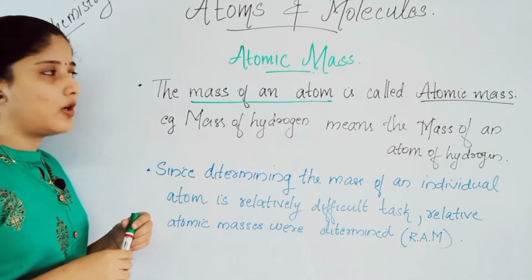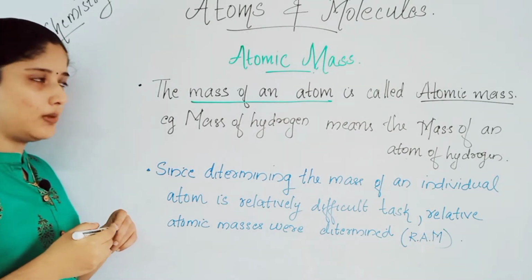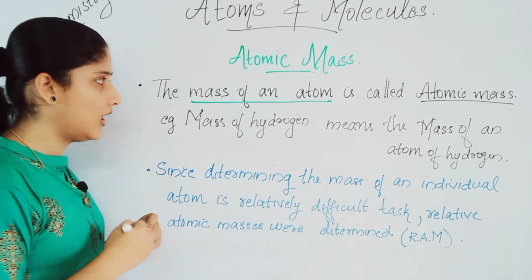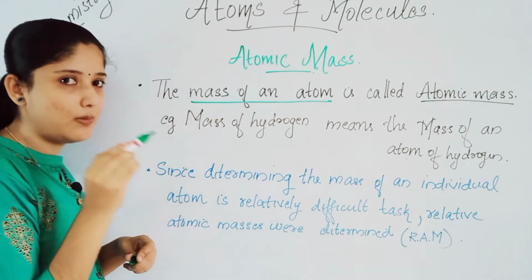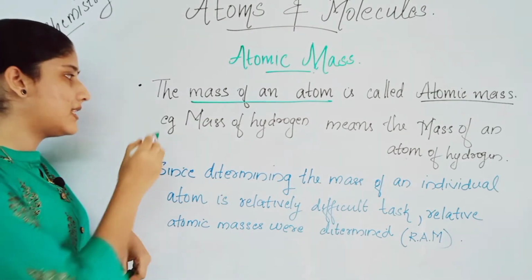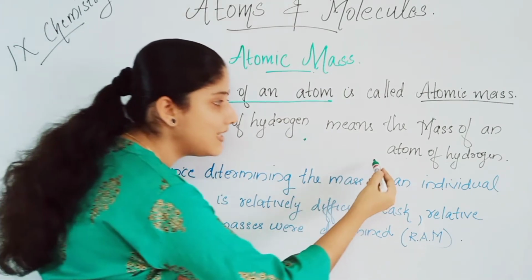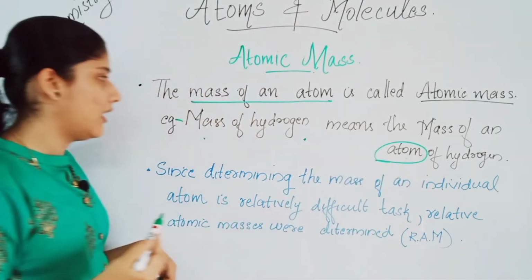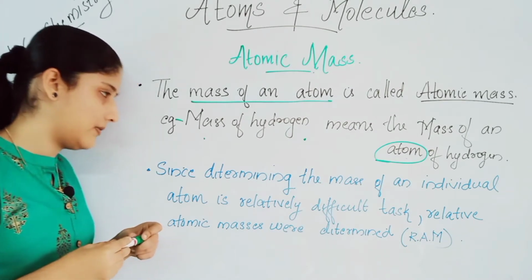The first point is the mass of an atom is called the atomic mass of that element. The meaning of atomic mass is the mass of that atom. For example, mass of hydrogen means what? The mass of an atom of hydrogen.